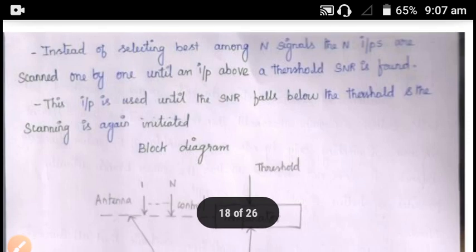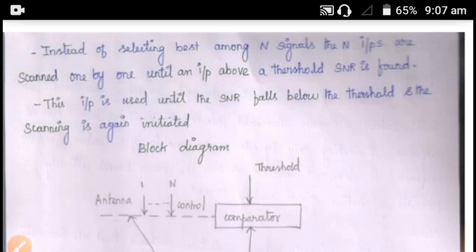Instead of selecting the best among the N signals, the N inputs are scanned one by one. They will scan the signals one by one until an input above a threshold SNR is found. This input is used until the SNR falls below the threshold and the scanning is again initiated.